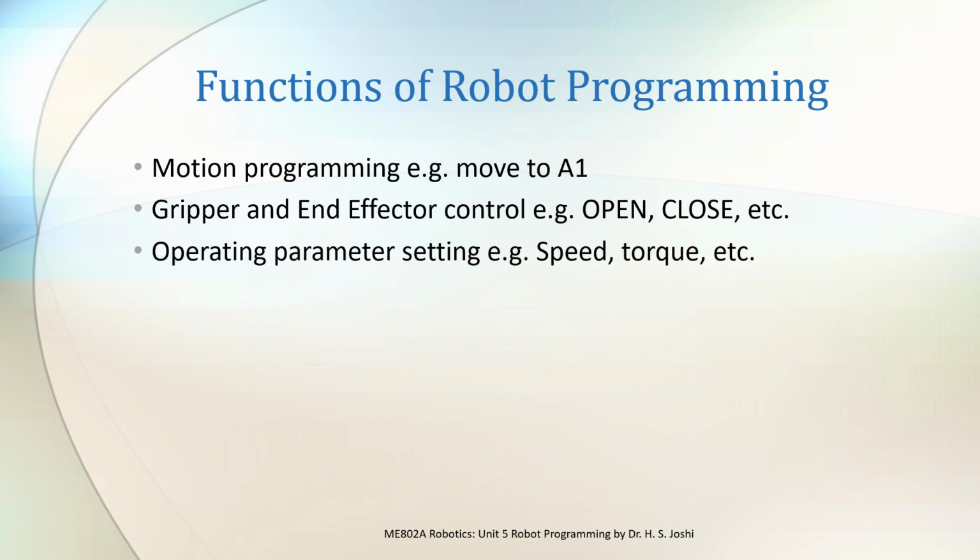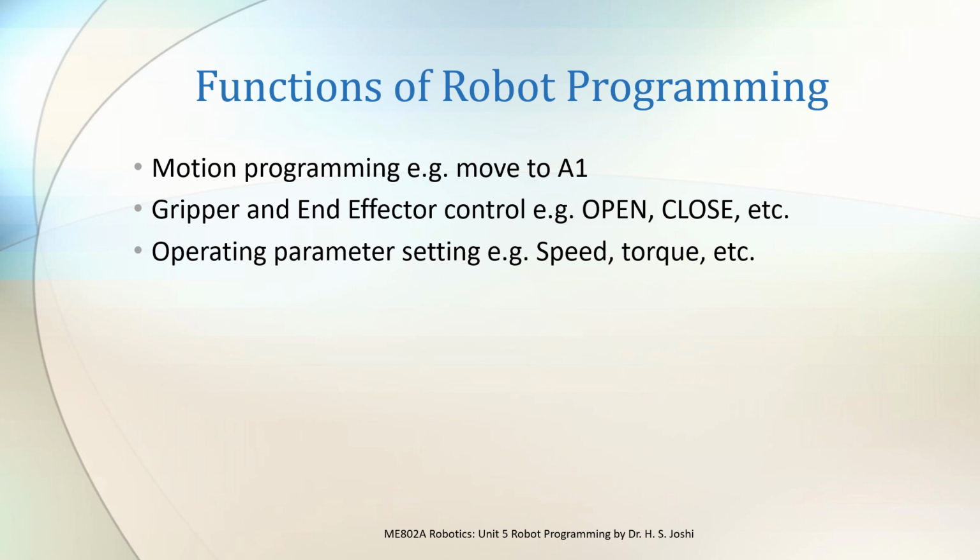The next one is operating parameters setting. For example, if you have a drill and we want to operate that drill, then we need to specify the speed, we need to specify the torque, and we need to specify at what location it has to work. So all those operating parameters are to be set in case of robots. This particular function can be done with the help of operating parameter setting.